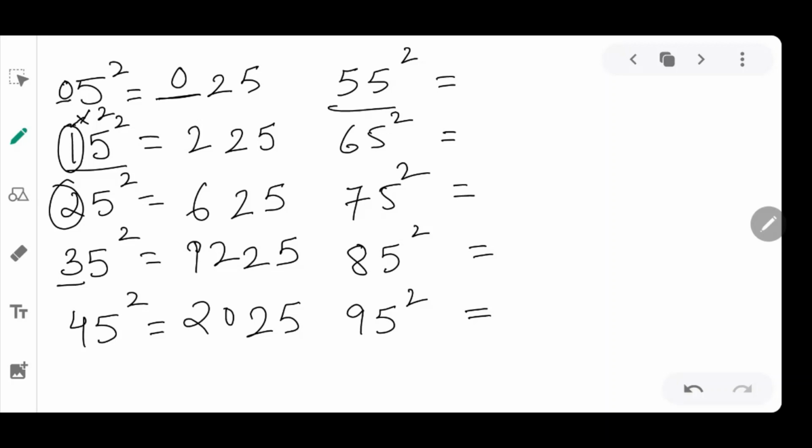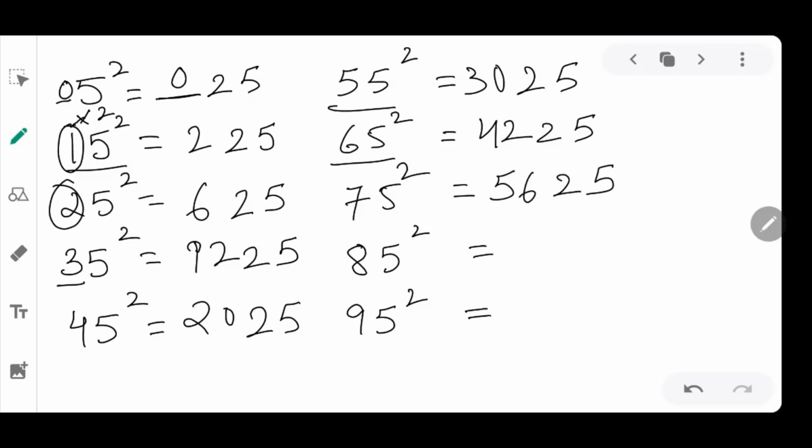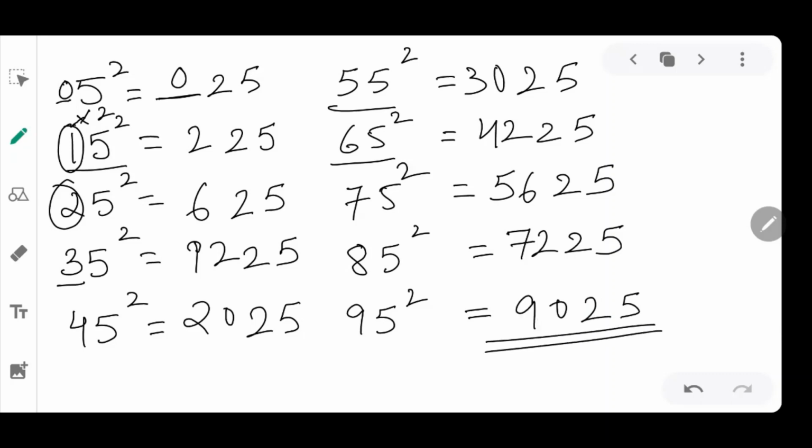Similarly, 55 square, 25, 30. 65 square, 25 and 42. 75 square, 25 and 56. 85 square, 25 and 72. 95 square, which is 25 and 90. So see, it is so simple to find the square of numbers when they are ending with 5.